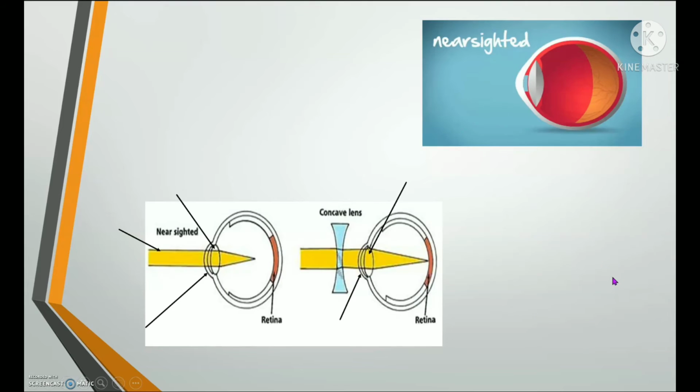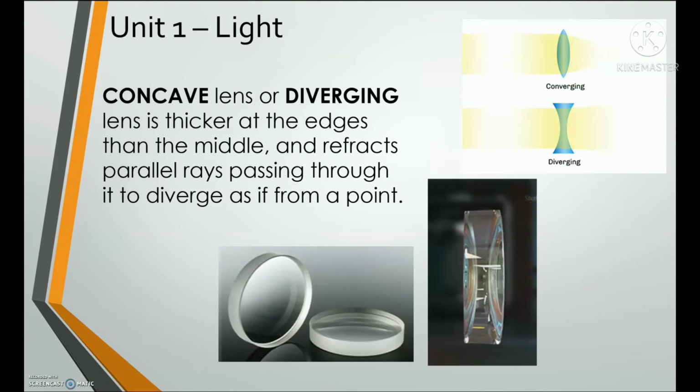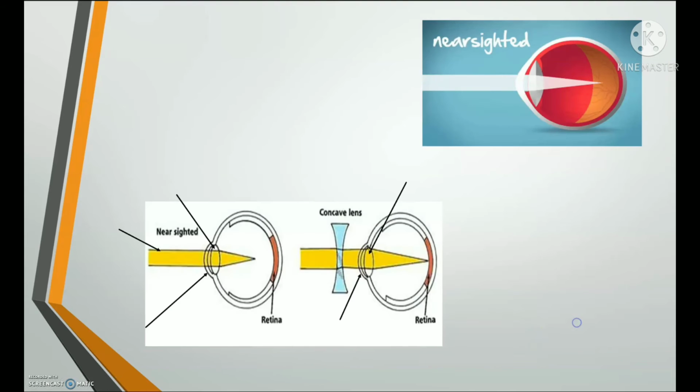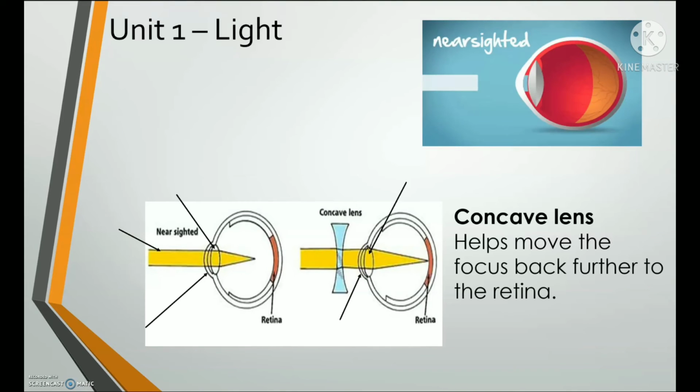Now the question: what is the thicker part of a concave lens or diverging lens? Very good. The edges of a concave lens are thicker than the middle. Very good. Now let's move on to the next slide.